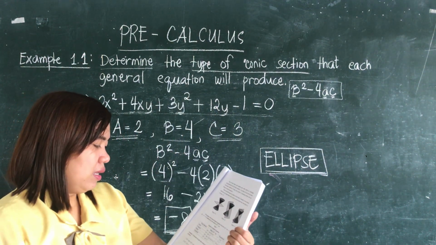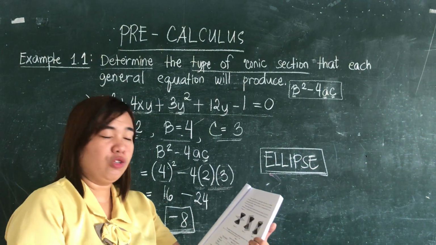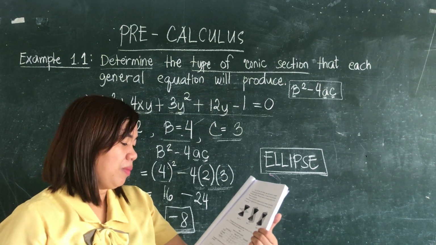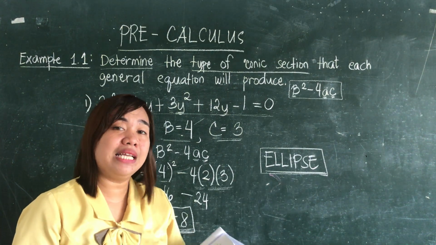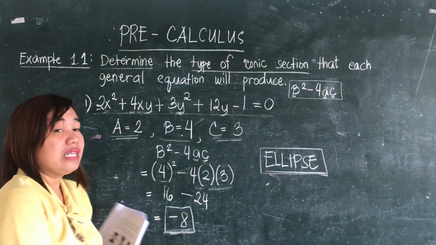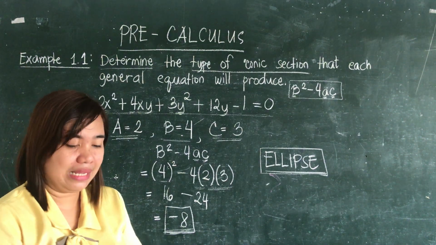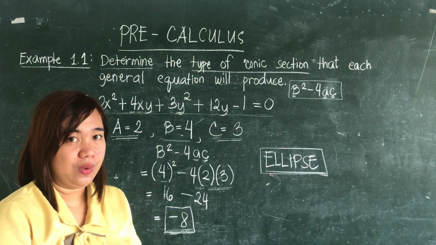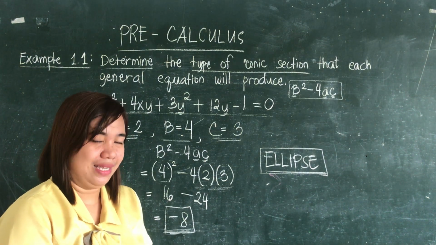Okay? Of course, if we're going to check if that is a hyperbola, it is said here that b squared minus 4ac is greater than 0. So it doesn't qualify right away, because negative 8 is less than 0, and of course it is not greater than 0. Understood? Okay.